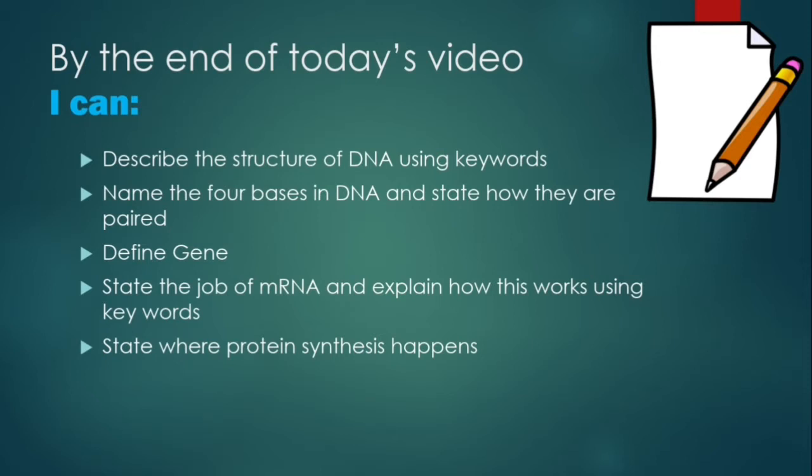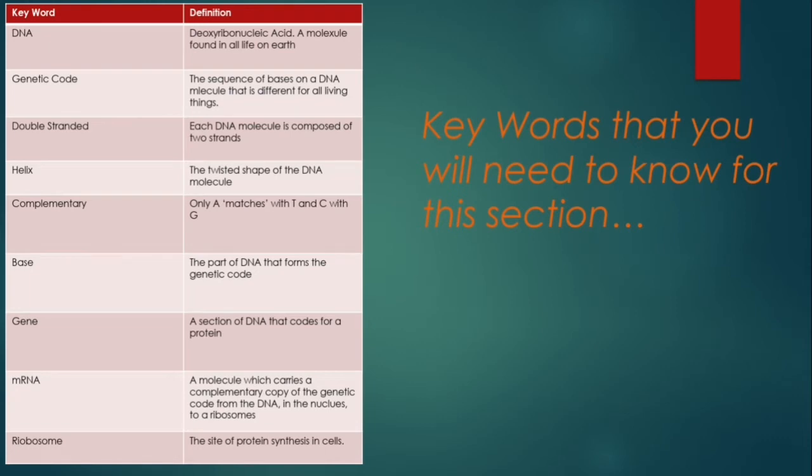We're going to begin today's episode by having a wee look at our keywords, our word bank. So on the left, we've got a selection of words that you're going to need for today's episode. First of all we've got DNA, which is the molecule that is found in all life on Earth. And DNA is built up by our second factor, which is genetic code. This is the sequence of bases on a DNA molecule that is different for all living things. We all have a separate genetic code. Each DNA molecule is composed of 2 strands, which is double-stranded, also known as the double helix, where a helix is the twisted shape of the DNA molecule.